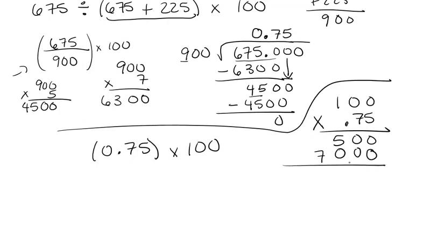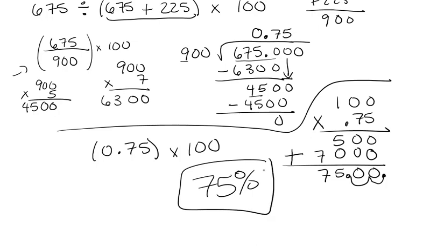Then we add. 0 plus 0 is 0, then 0, 5 plus 0 is 5, and then 7. Then we need to look at decimal placement. We only have 2 decimals, so we only need to go over 2. 1, 2. Then we're just left with 75, which in fact is percent. So we have 75% of the people actually survived the illness.